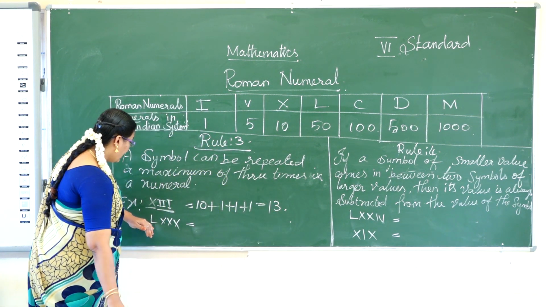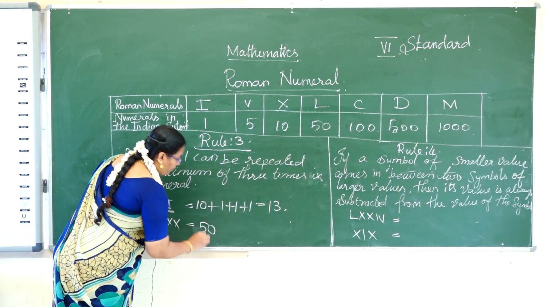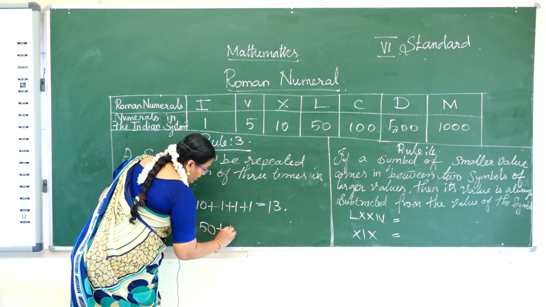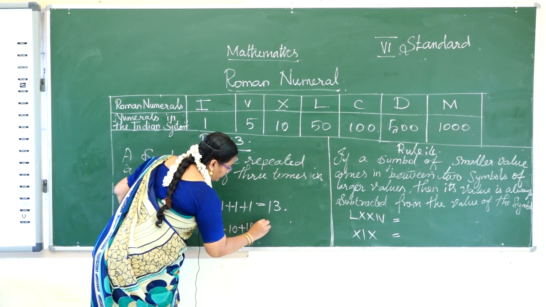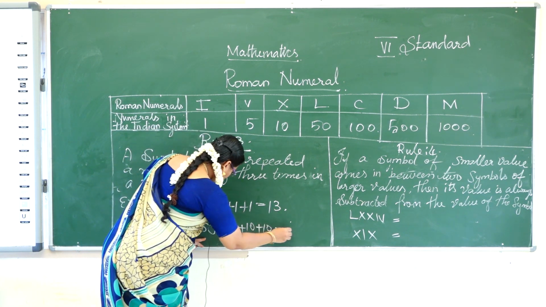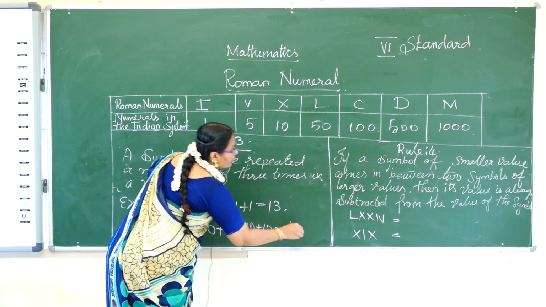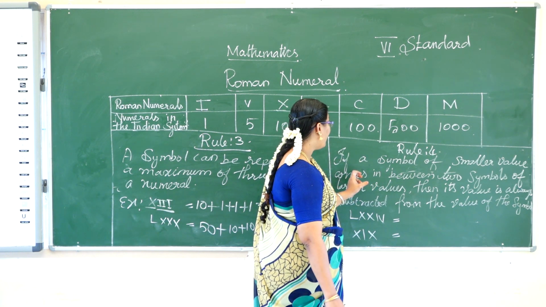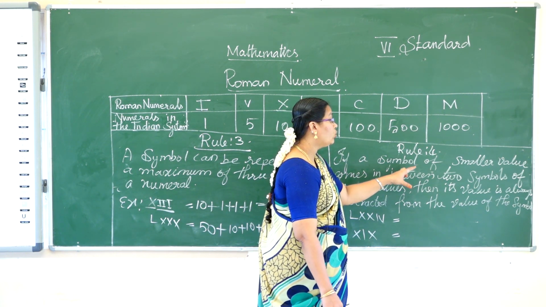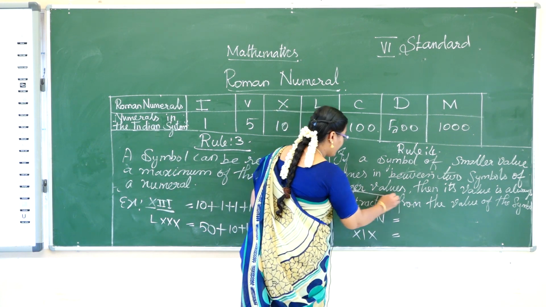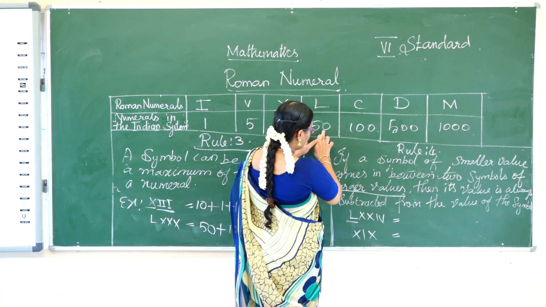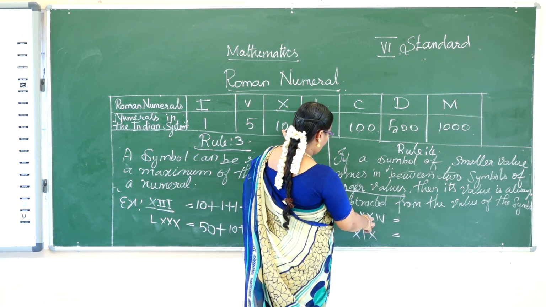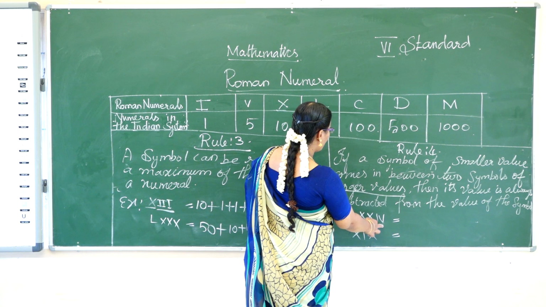And next one, here L value is 50. Next X value is 10, 10, 10. Add the Indian numerals: 80. So next, rule number 4: if a symbol of a smaller value comes in between 2 symbols of larger value. L value is 50. Next one is 10. Here 10 and next one is a smaller value.